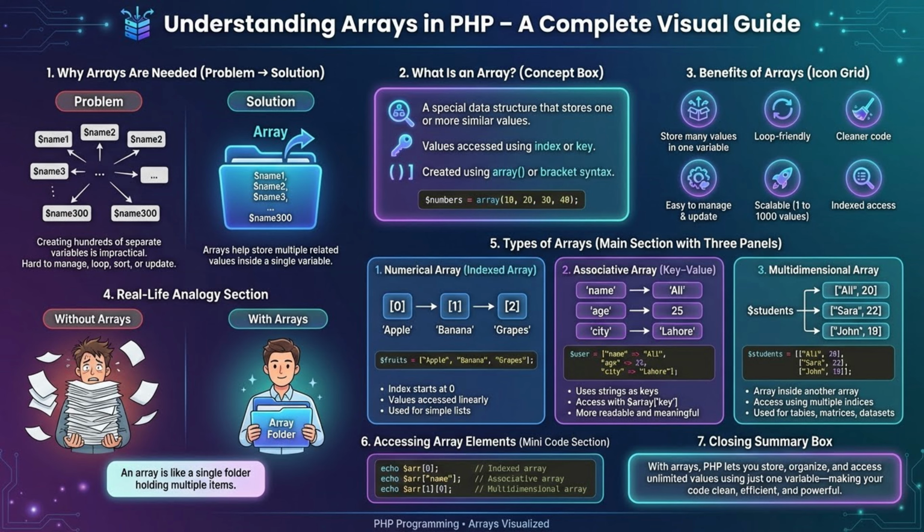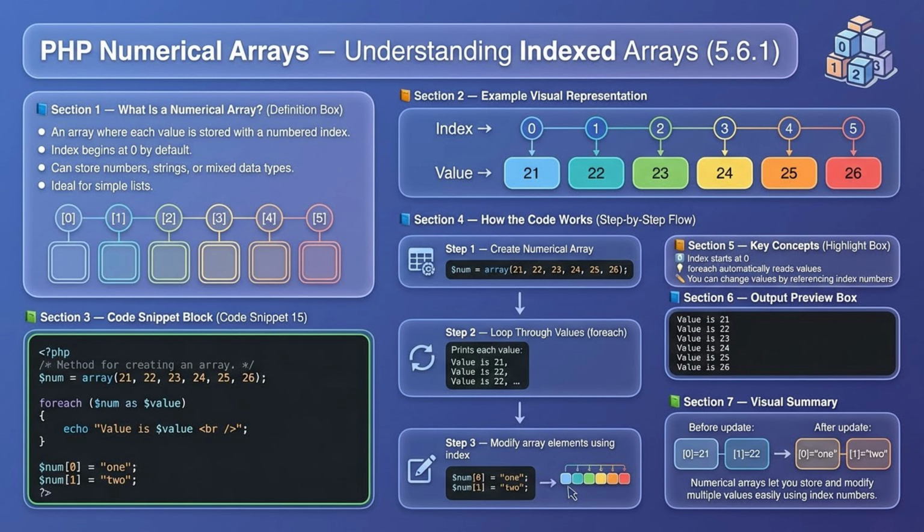a confident PHP developer. This infographic explains numerical arrays in PHP, also called indexed arrays, by breaking the topic into clear and easy-to-follow sections. A numerical array is a type of array in which each value is stored using a numbered index. These indexes always begin at 0, unless manually changed. This means the first value is at index 0, the second at index 1, and so on.